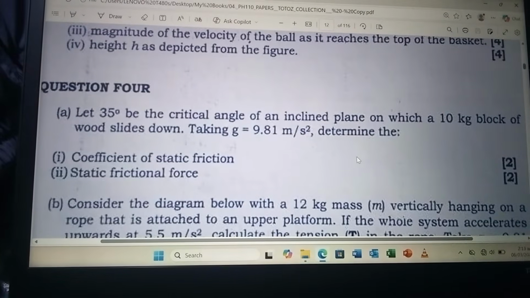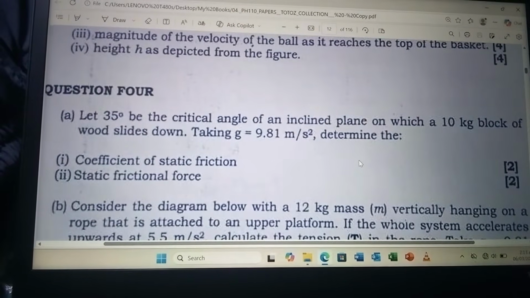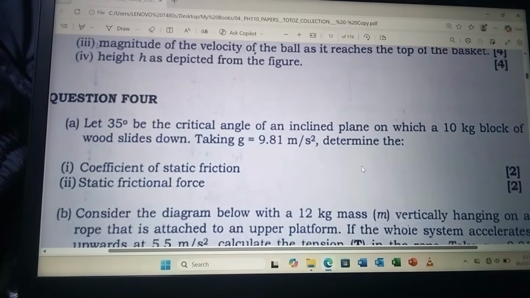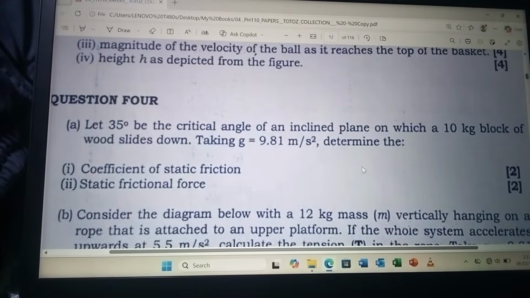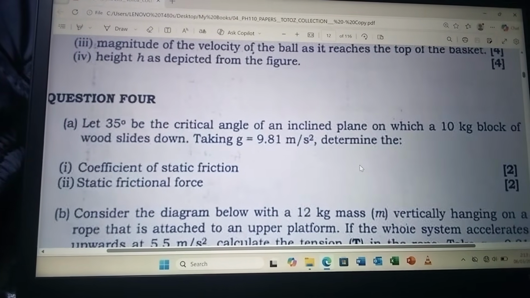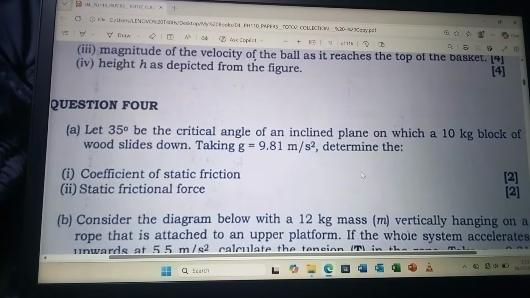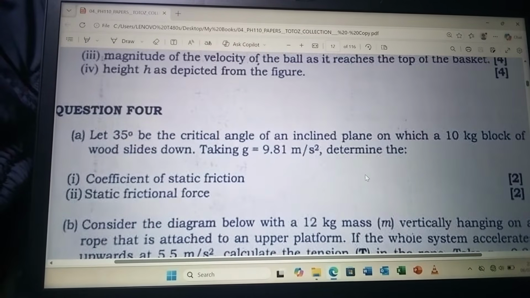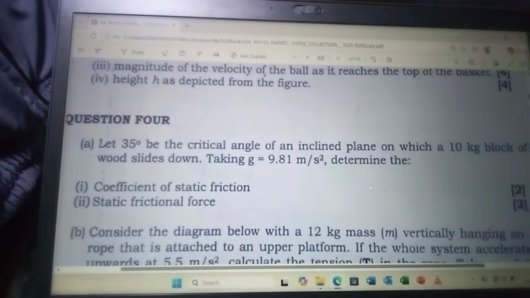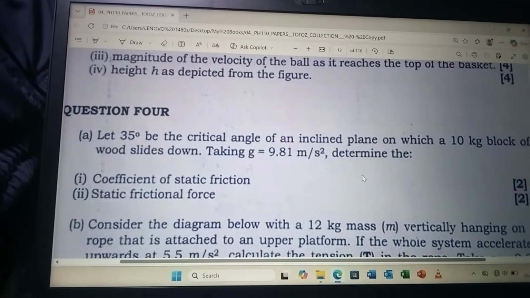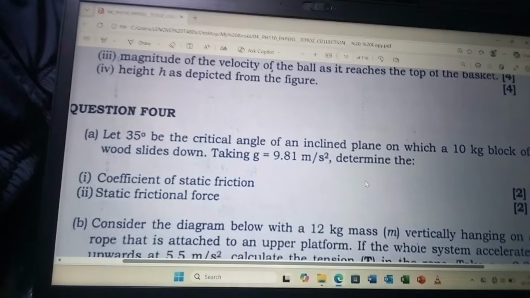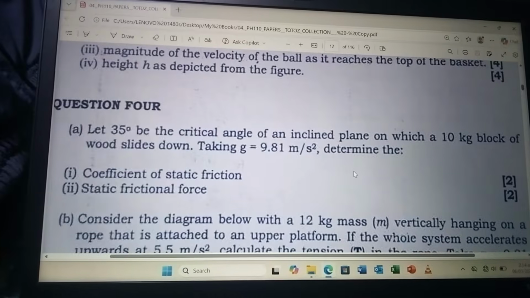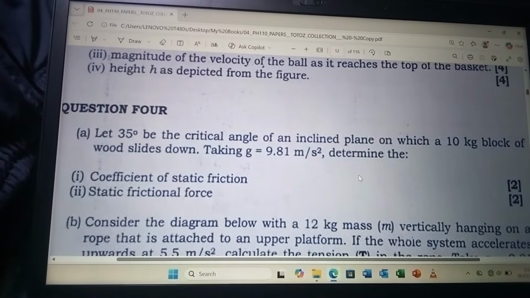Under static friction. The question is coming from the topic called dynamics. So the question reads: let 35 degrees be the critical angle of an inclined plane on which a 10 kg block of wood slides down, taking g to be 9.8 meters per second squared. Determine the coefficient of friction. Whenever you are answering any question from dynamics, it's very important to sketch.